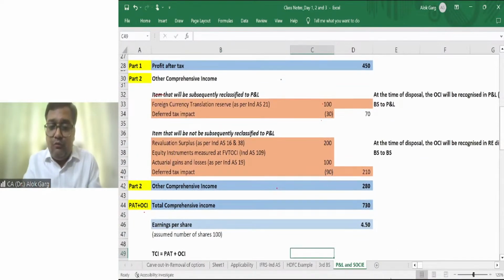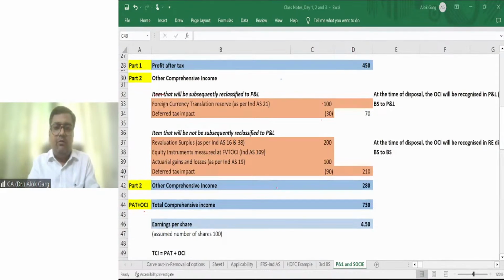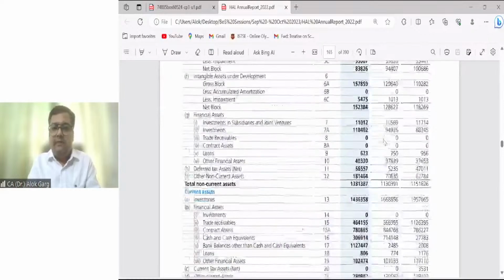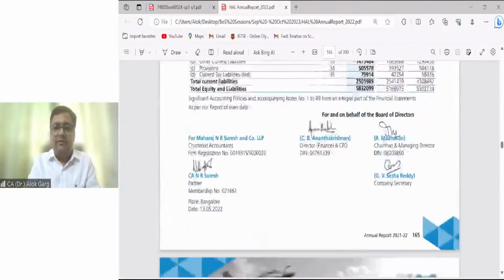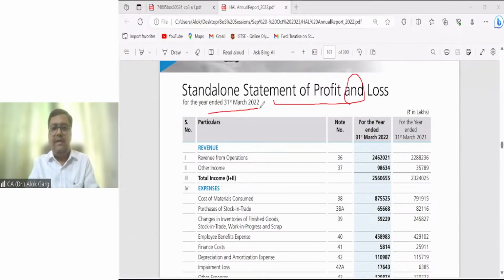Now, friends, let me show you one of the annual report, and please let me know if the annual report is visible so that you will be able to summarize what I have told you. Let me know if you are able to see the annual report of statement of profit and loss of Hindustan Aeronautics Limited. You can see this statement of profit and loss, right? For the year ended this. These are the comparative numbers also.